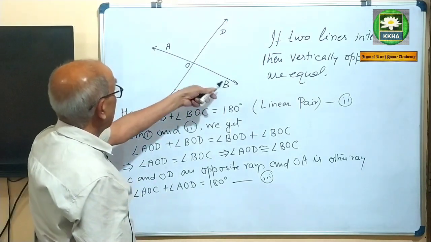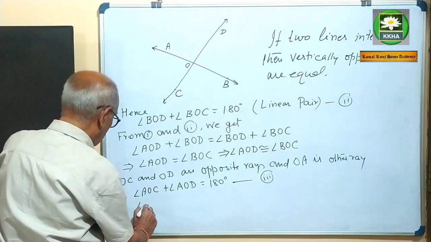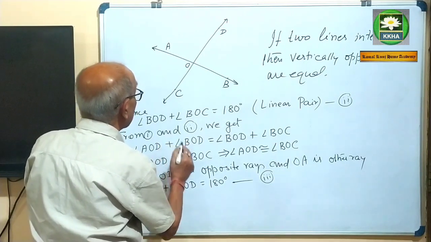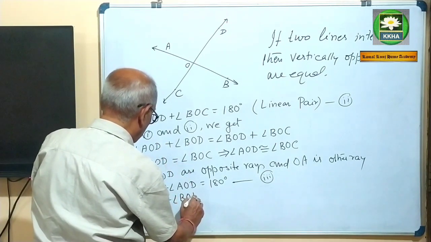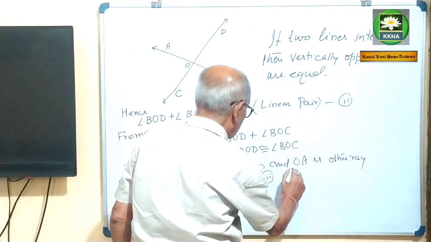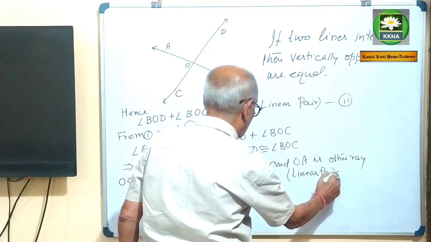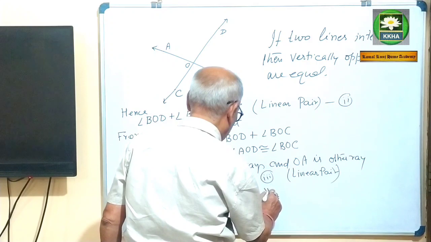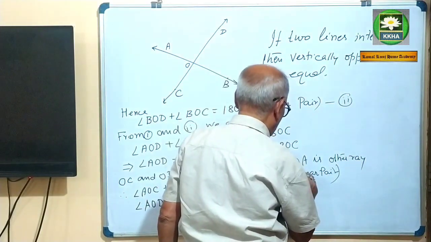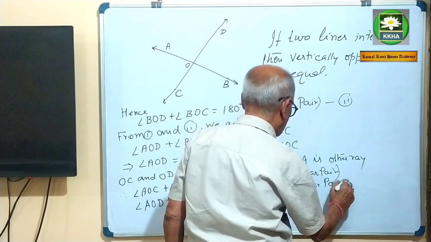Similarly, OA and OB are opposite rays and OD is another ray. Angle AOD plus angle BOD equal to 180 degrees. This is because they form a linear pair. This is fourth.